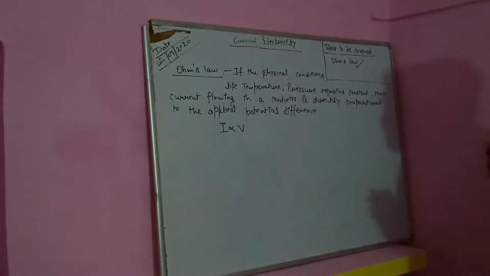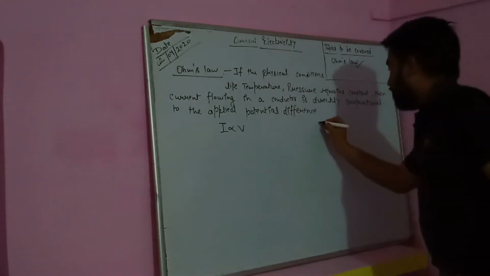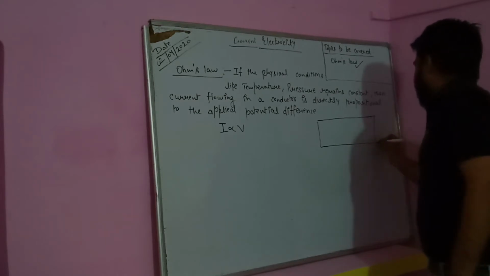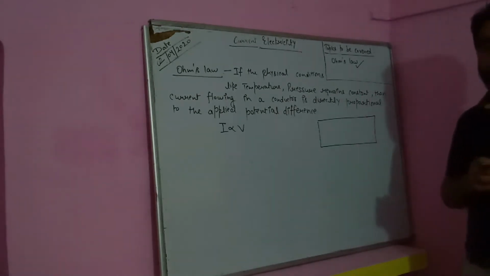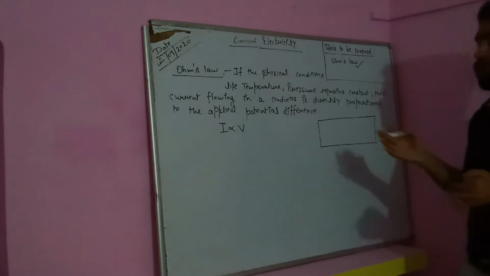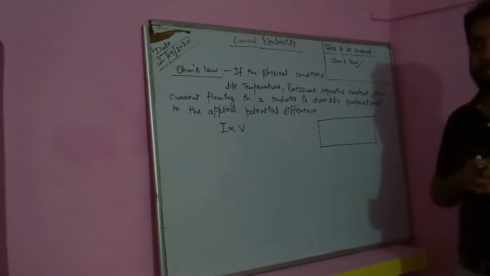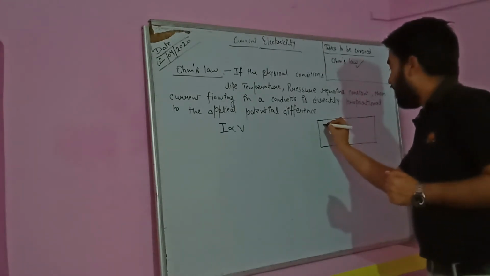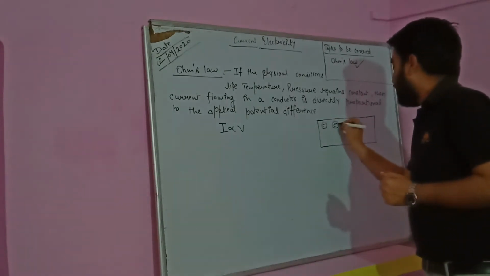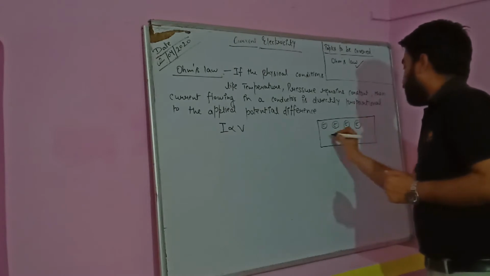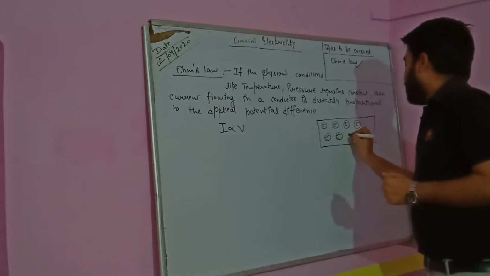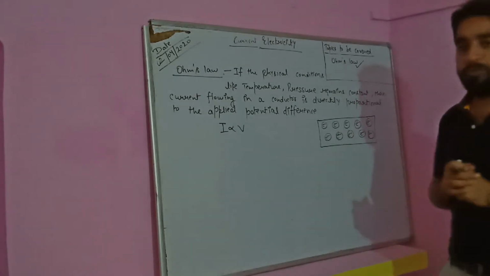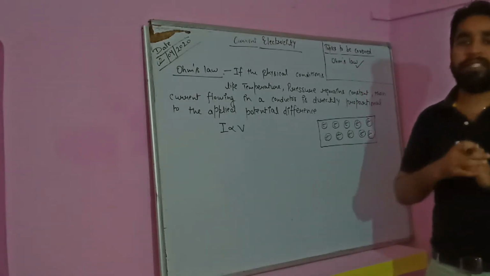Now students, let us understand this by an example. Suppose we have a conductor, and in a conductor there are so many electrons. Inside a conductor there are so many atoms. We have already studied that a number of atoms are present, so indirectly a number of electrons are present inside a conductor. Now students, these electrons present inside the conductor are in random motion. There is no flow of charge in a conductor.